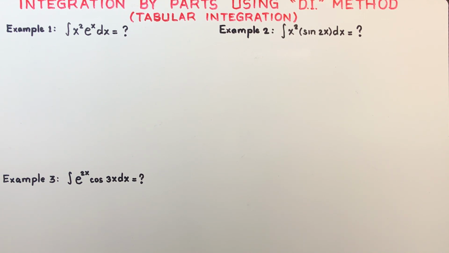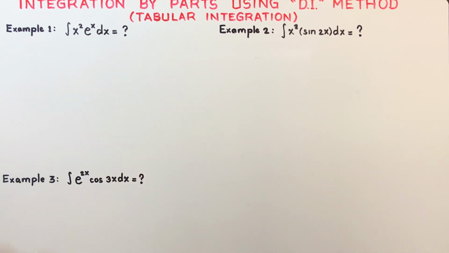And this is called tabular integration, which is now popularly known as the DI method. So what is this DI method? To illustrate, let's have our example number 1 here. What is the integral of x squared times e to the x dx?